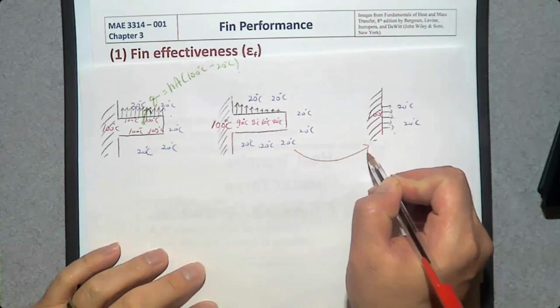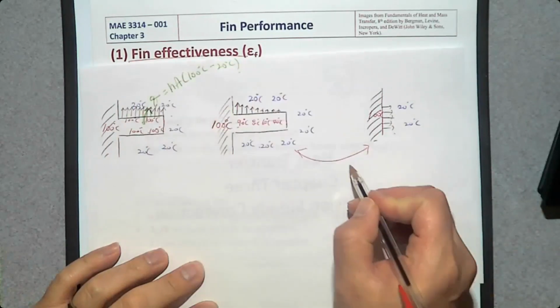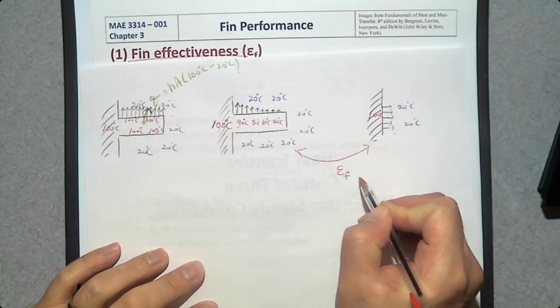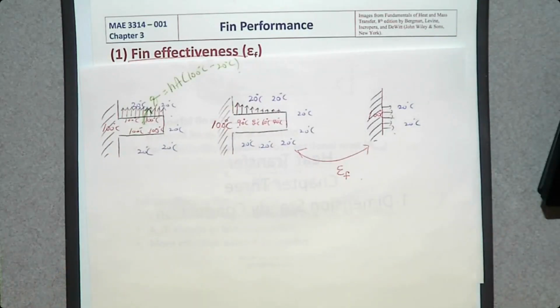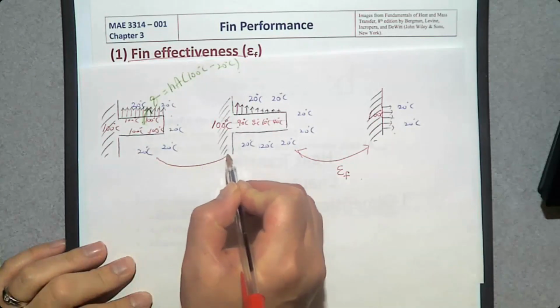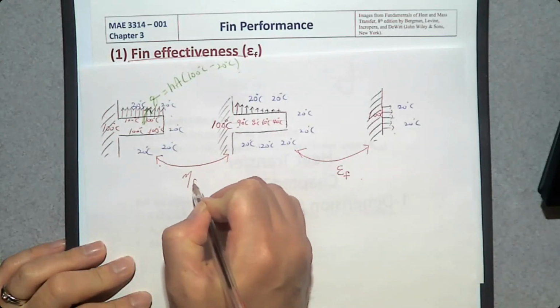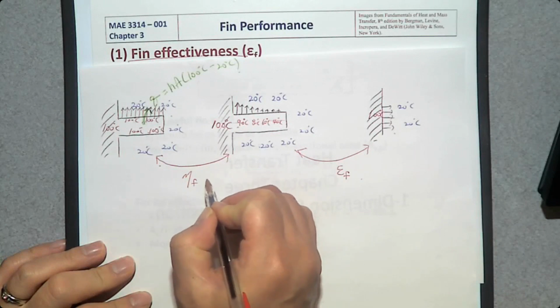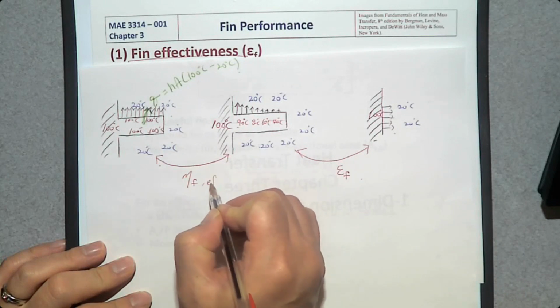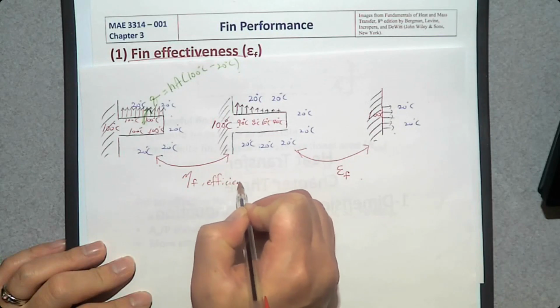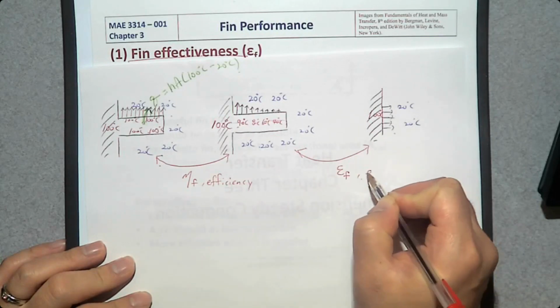So this is fin effectiveness. Then you can also determine how good this fin is in comparison with the ideal fin. That comparison is going to be fin efficiency. So this is fin efficiency, and this is effectiveness.